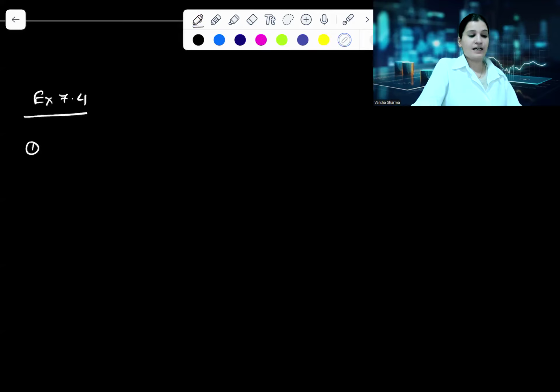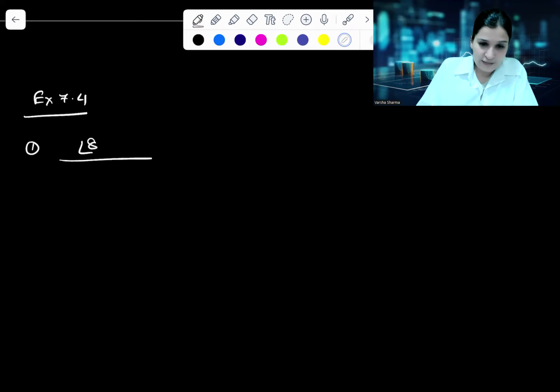Question number 1. In how many ways can 3 white, 4 red, and 1 blue marble be arranged in a row if marbles of the same color are indistinguishable? We did a similar question right now. 8 factorial divided by 3 factorial 4 factorial. Yes?